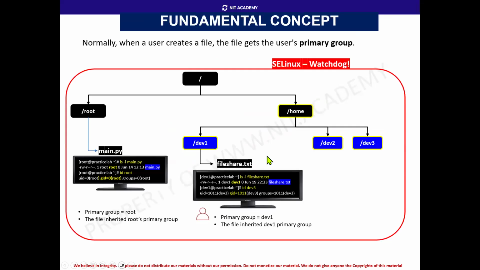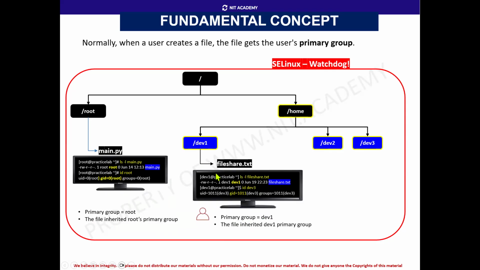Now understand this very carefully. Before we leave tonight, we need to understand one thing. When a user creates a file, the file gets the primary group. We have talked about this, right? The primary group of root is root. The primary group of dev is dev. The file inherits root's primary group. The file inherited dev's primary group. We have seen that. I talked about it early on.